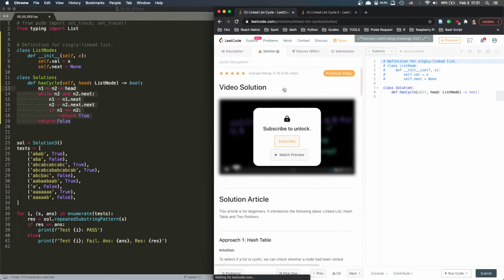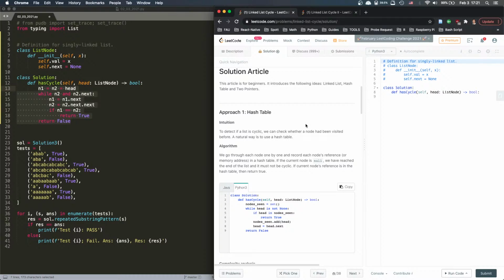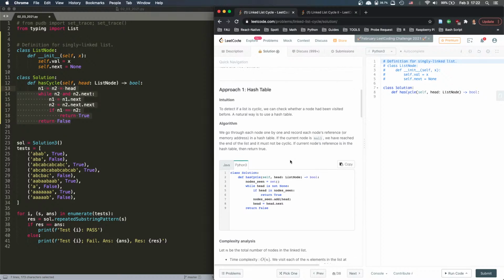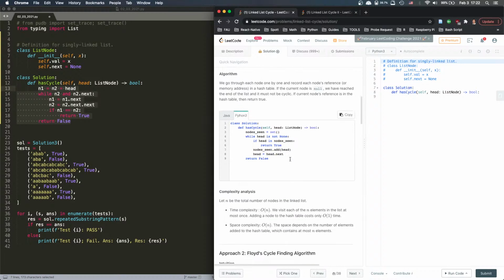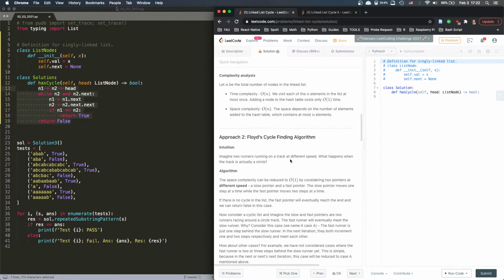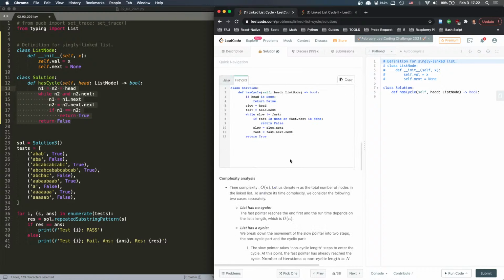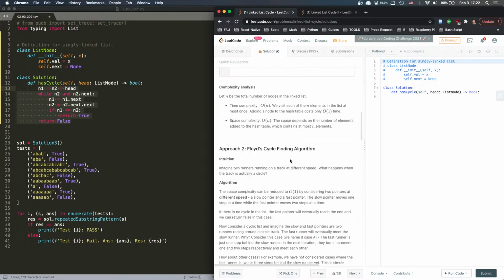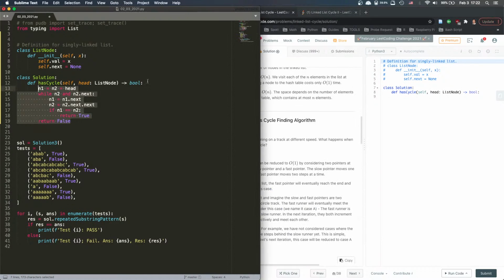Discussion. Let's check the hash table. We go to nodes one by one and record each node's reference in a hash table. If the current node is null, we have reached the end of the list, and it must not be cyclic. If the current node reference is in the hash table, then return true. Okay, that is good. Floyd cycle. That's what it's called, the Floyd cycle.